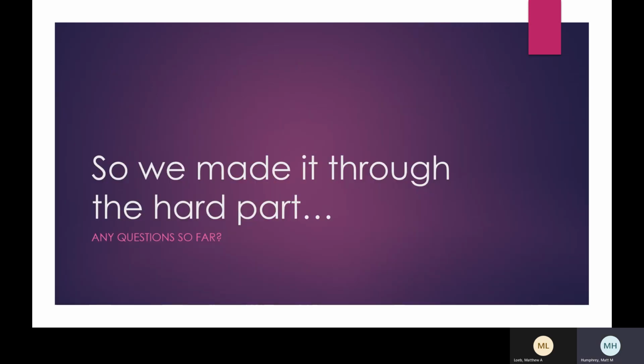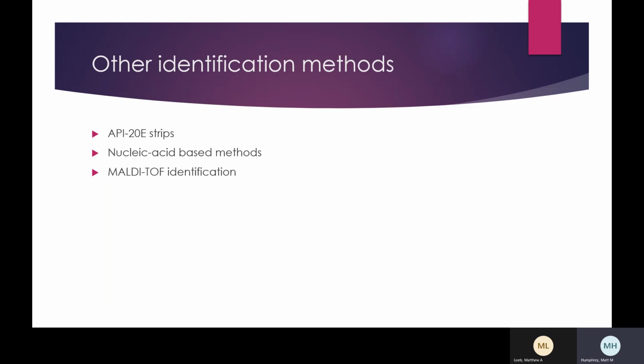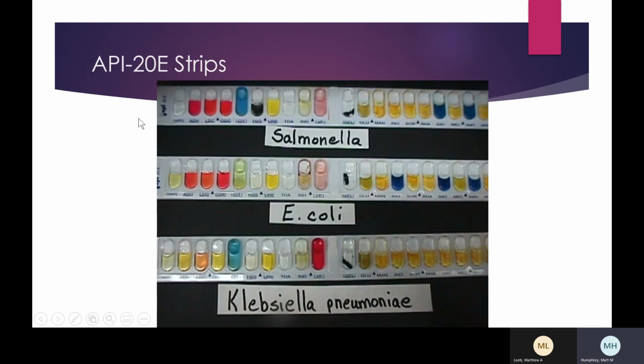So let's talk about the fun part here, which is some other identification methods. Something we're going to do today are the API 20E strips. Did you guys ever do API strips at college or anything like that? Okay, awesome. This will be the first time for you guys. It is a rapid biochemical ID. It's just one long strip. They look like this. So we'll walk through that today. This will take a minute to set up, but we'll get that going and take a look at them tomorrow and do the interpretations.